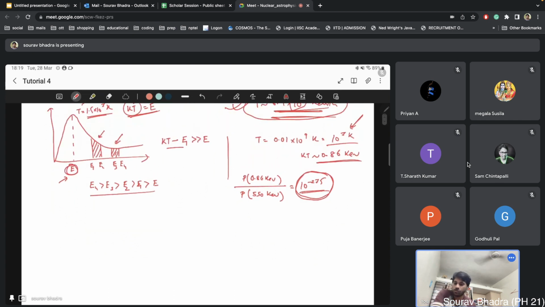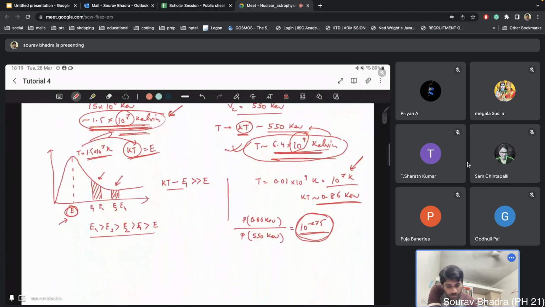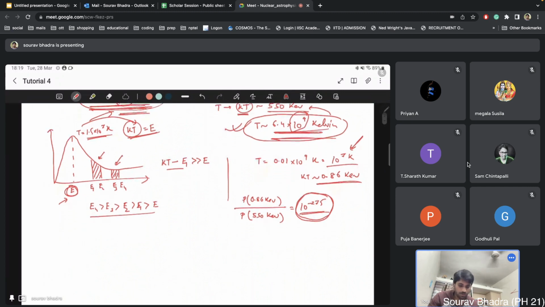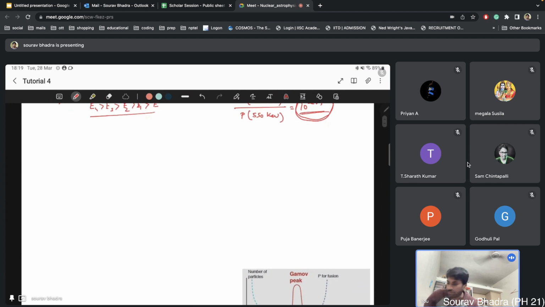Okay, so what happens generally? Okay, I will okay, no problem, I have a page. Okay, now very briefly I will tell you how the quantum tunneling effect.